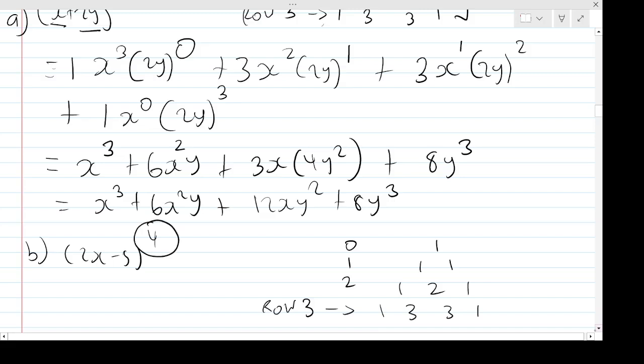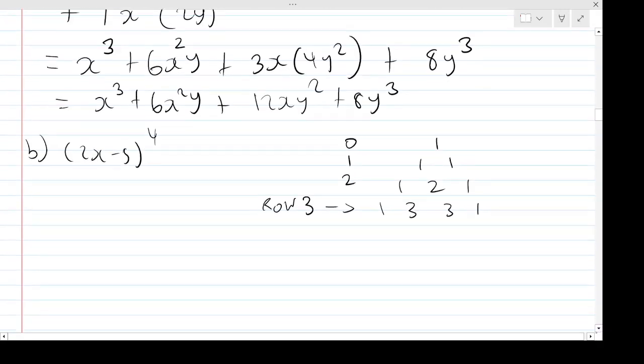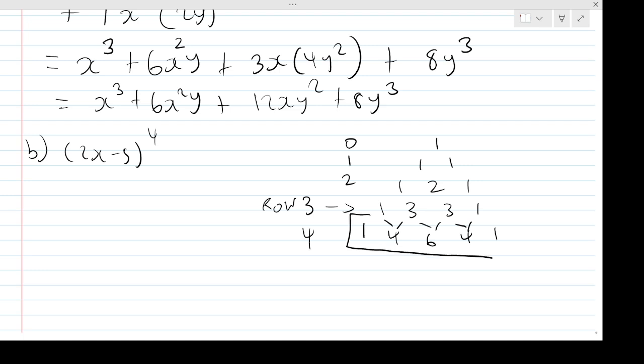However, the power now is 4. So we need row 4. So we need to do another row. So it'd be 1 here and 1 there. Then if we start to fill in this row, 1 and 3 will then get us 4 here. 3 and 3 gets us 6. 3 and 1 gets 4. And there we are. So row 4 then, this is the row we're interested in this case. This will give us the coefficients of this expansion.